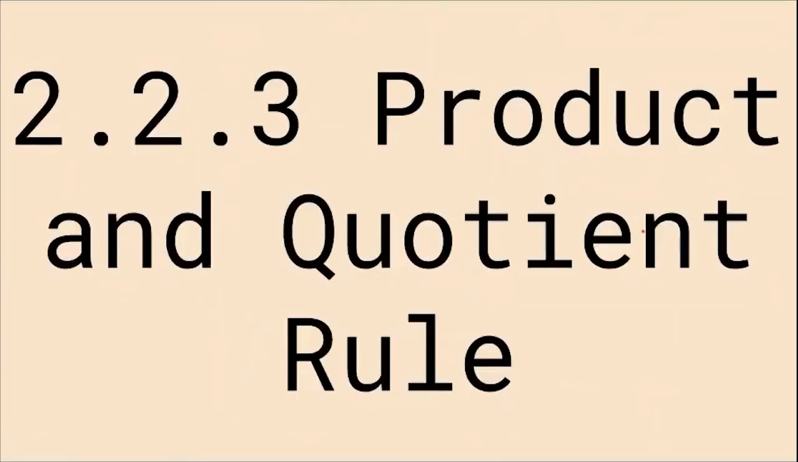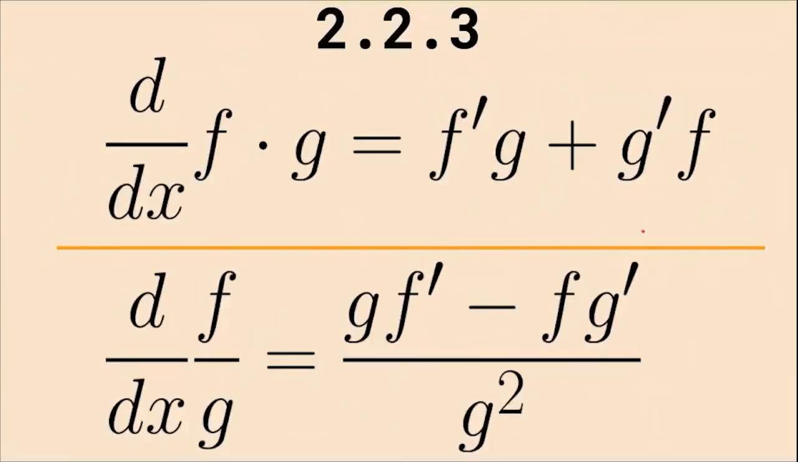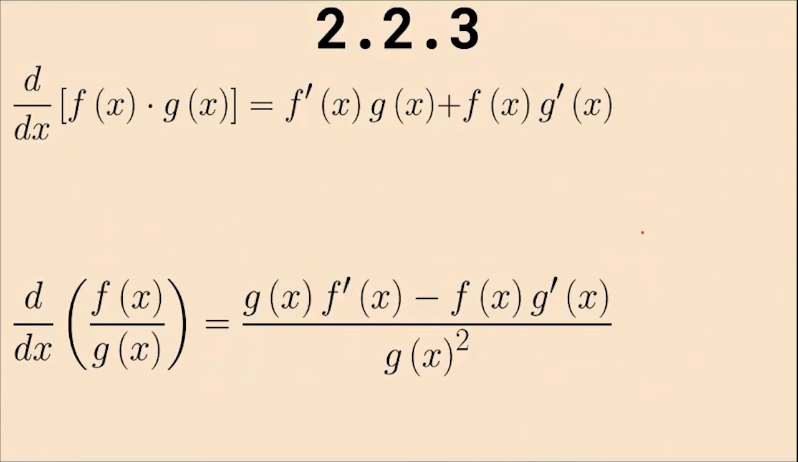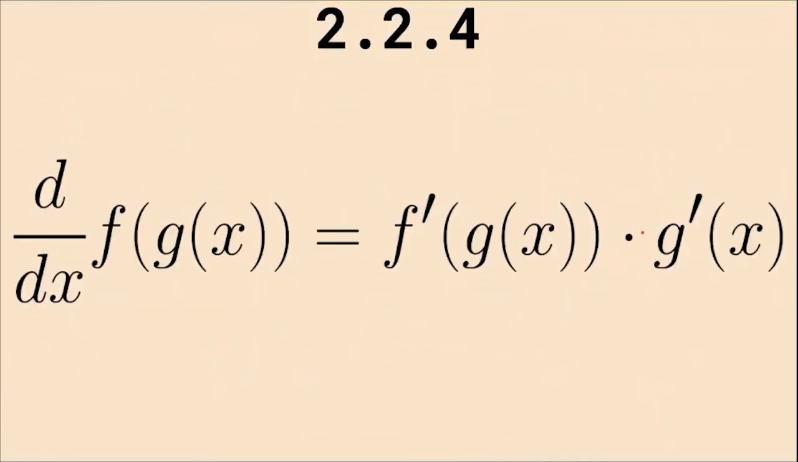Okay, product rule, quotient rule: f prime g plus g prime f for the product rule, and then g f prime minus f g prime over g squared for the quotient rule. Try to memorize those by the end, please. But again, if you forget on a test, just ask, and I'll probably tell you. Chain rule, no, I will tell you unless it's the final.